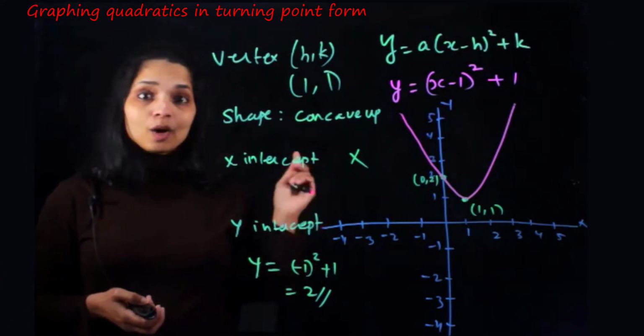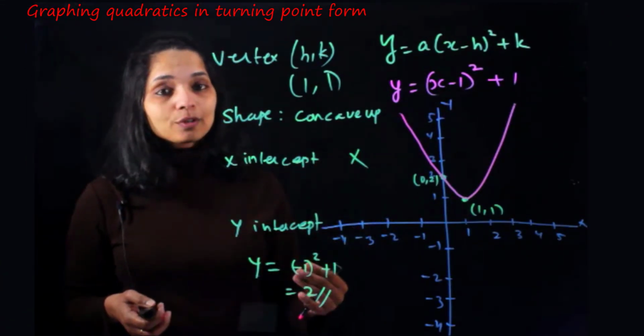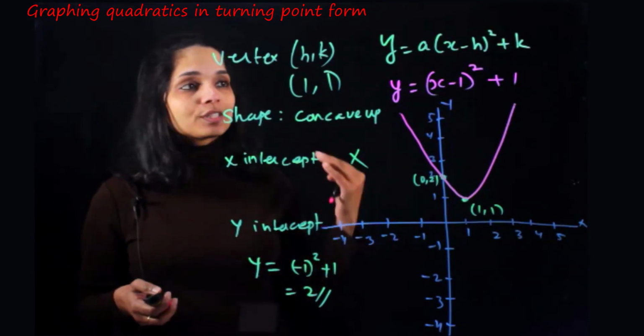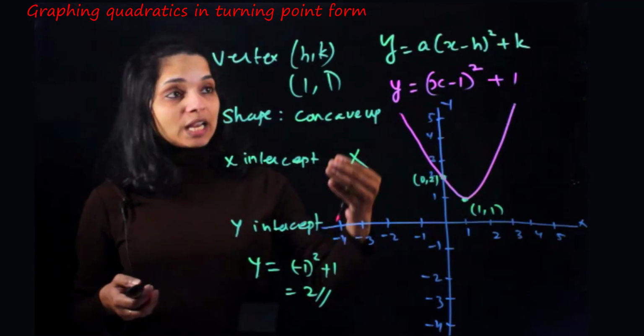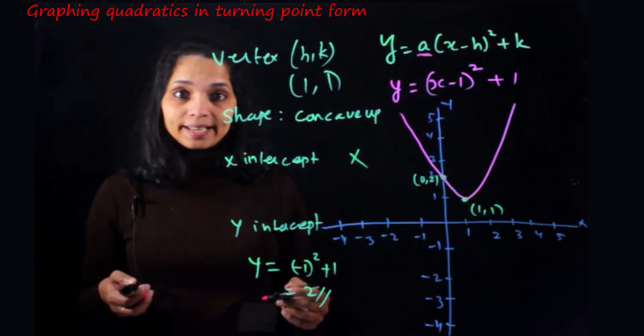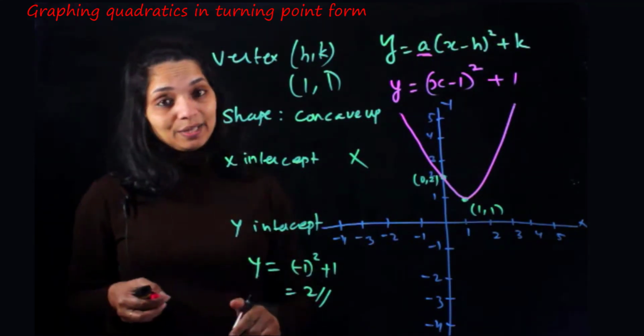I hope this makes sense to you. Plotting the function using the turning point form is quite straightforward because the function straight away gives us the vertex, and we can determine the shape quite easily by the sign of a. Then we need to find the x-intercepts and y-intercept if there are any.